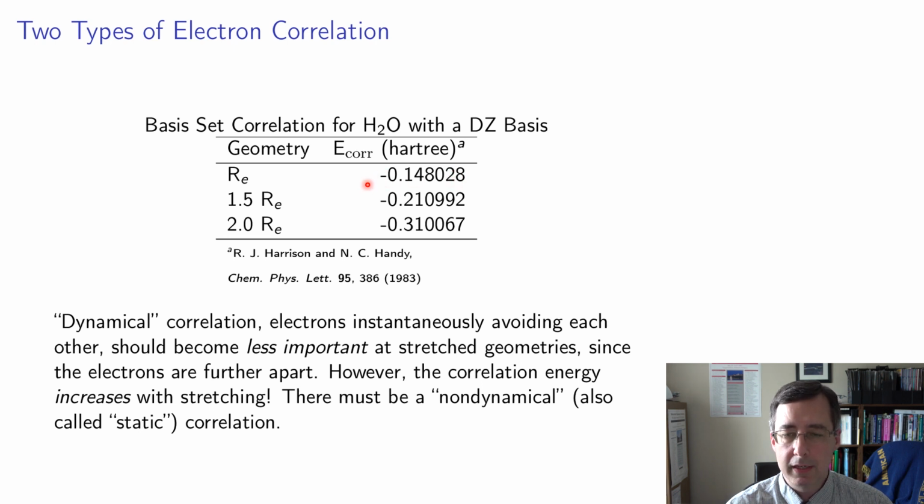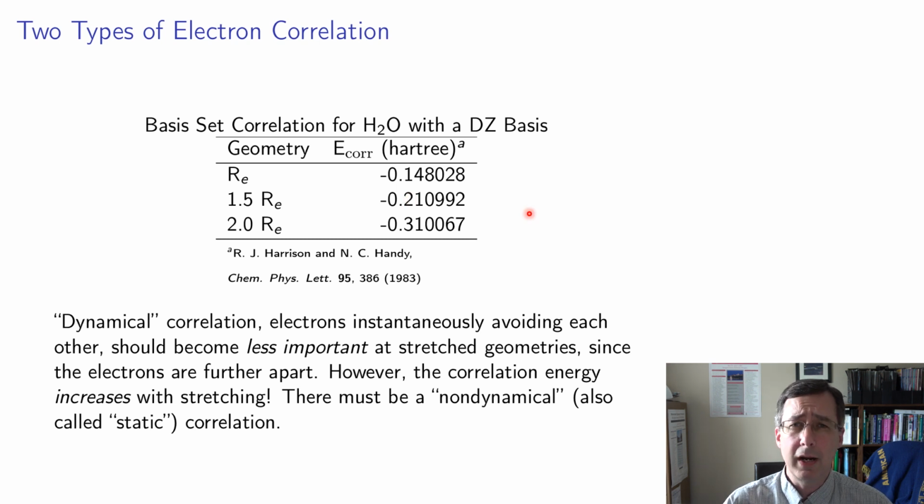At equilibrium geometry, so if I minimize the geometry of the water, I get 0.148 Hartrees of electron correlation. And if I stretch the molecule either to 1.5 times or 2 times the normal OH bond lengths, the correlation energy gets bigger in magnitude. So there's a bigger difference between Hartree-Fock and full CI.